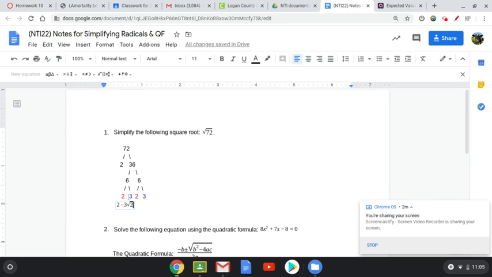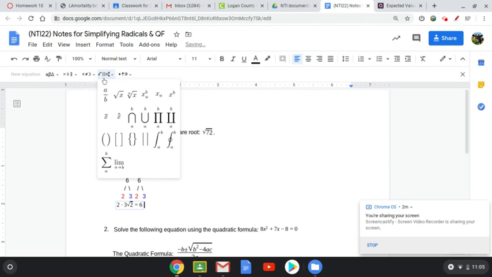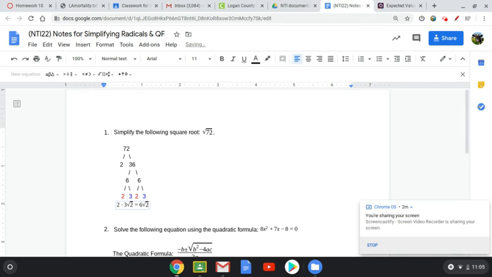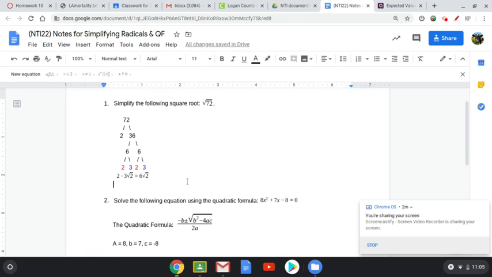So look what I have here. I had a pair of 2's, so I put a 2 on the outside of the square root. I had a pair of 3's, so I put a 3 on the outside of the square root. Okay? So what does that become? Well, 2 times 3 is 6. And then there's nothing that I can do with the lonely little 2 that's on the inside of the square root. It just has to stay there. And there's my final answer. So the square root of 72 is the same thing as 6 square root of 2.